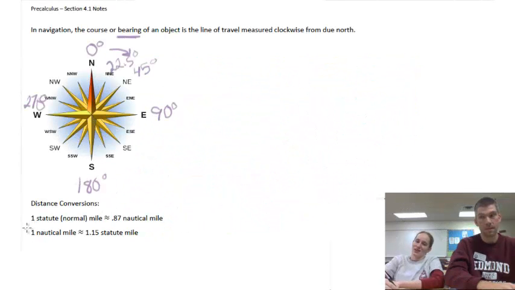In case it comes up, 1 normal mile, which is apparently a statute mile, is approximately 0.87 nautical miles. 1 nautical mile is approximately 1.15 statute miles. This is like going between kilometers and miles. It's just a little conversion trick. And again, it's not something we're going to use a whole lot, but it comes up when you're talking about navigation. And now you know how to do that.